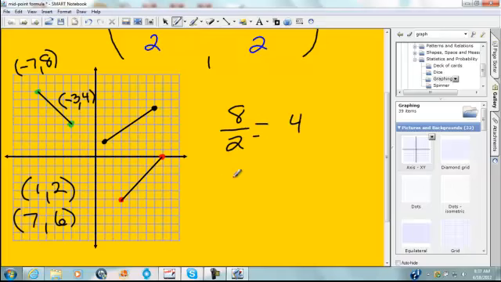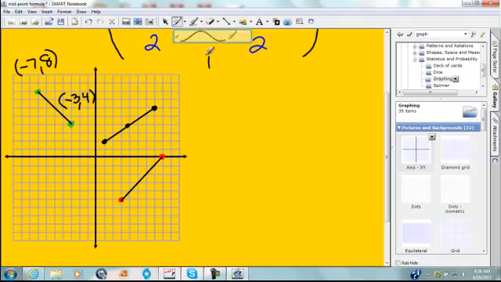Add your y's, also equal 8. Divide by 2, and get a 4. So our midpoint is 4 and 4. Let's check. 1, 2, 3, 4. 1, 2, 3, 4. Boom. Got it. And now for our last example.